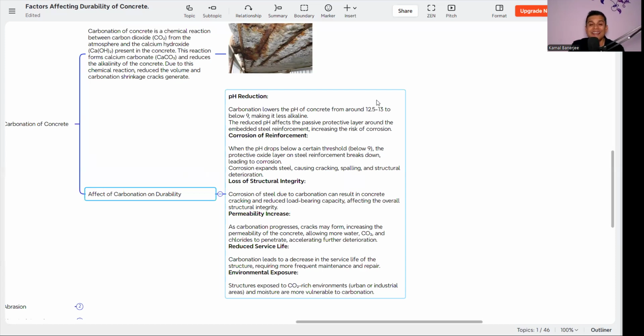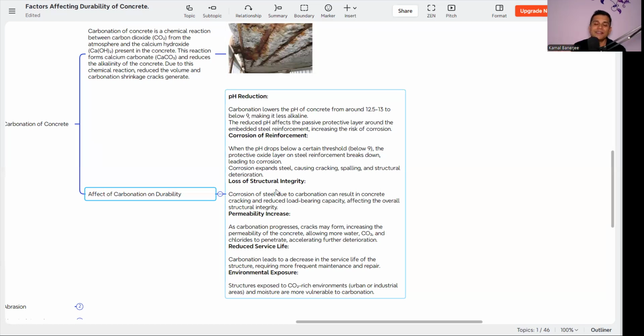So the alkalinity of the concrete, that is pH 12 to 13, also helps with corrosion protection of the steel. But whenever the carbon dioxide starts reacting and this is lowered to below 9, then this protective layer breaks. So now the concrete is exposed to corrosion. This also accelerates the corrosion. Then corrosion will happen, then loss of structural integrity. If the corrosion is there, then the strength will reduce, and cracks, spalling and distress will happen. So again, structural integrity is a problem.